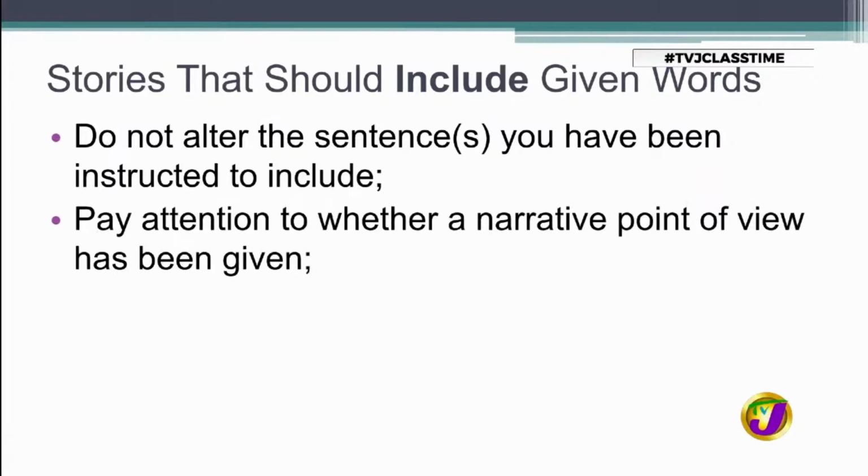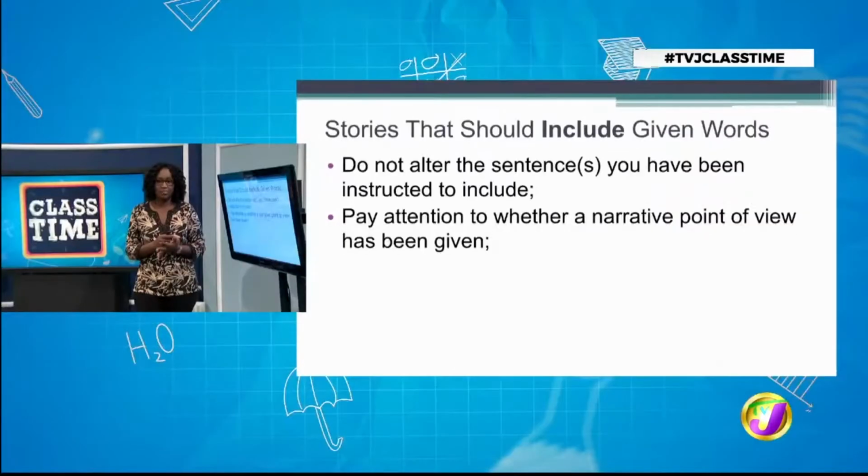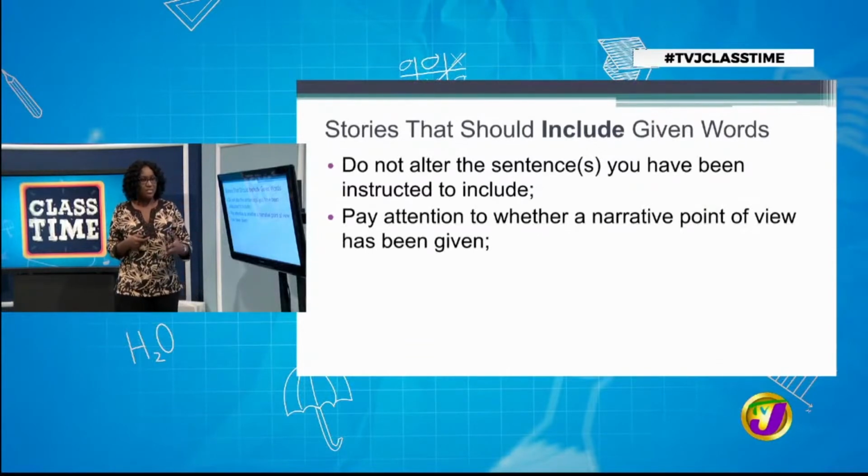Now, you need to pay attention if the narrative point of view has been given, because there are cases where you might see "I" in there. So "I did this" or "I saw something." So right there, you know that it's a first person narrator. You have to be the narrator. So you are not going to change it from I to he or from he to I. Be careful if it is pointing you in a particular direction for the narration portion of it.